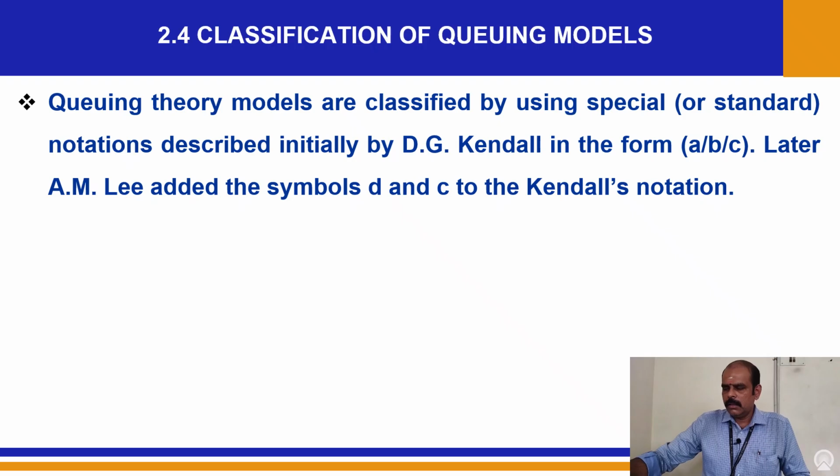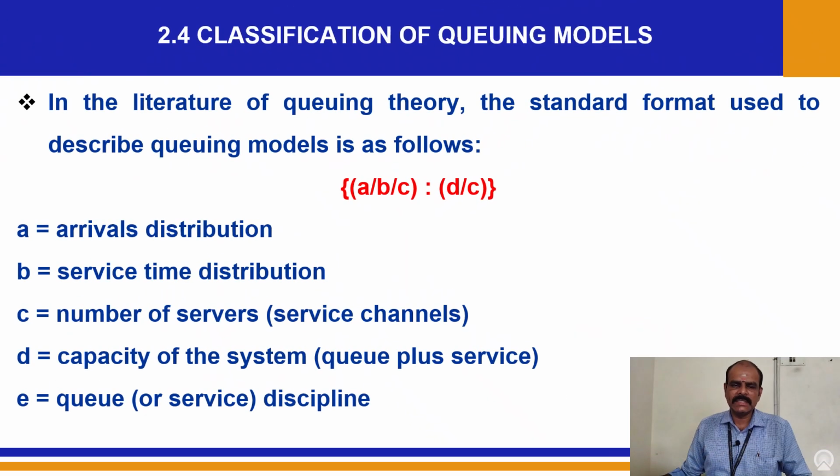Now, before we get into the further modeling, we should know who developed the system. Queuing models are classified based on two things, special or in some cases standard, and this is noted by D.G. Kendall. D.G. Kendall was the person who found this concept in the form of A, B, C, and later A.M. Lee also added some symbols, D and C, and finally these put together are called Kendall's notation. So we'll see what Kendall's notation is.